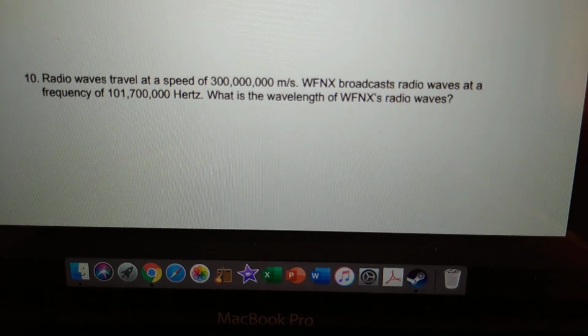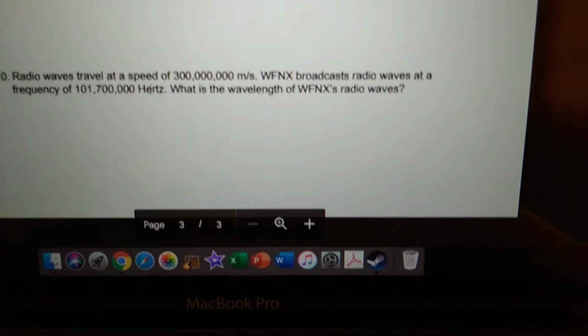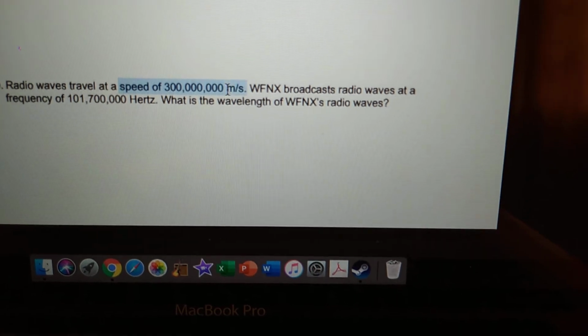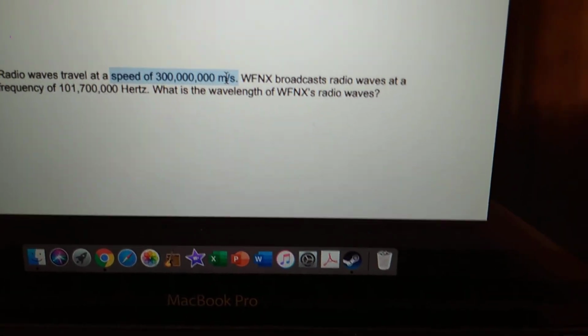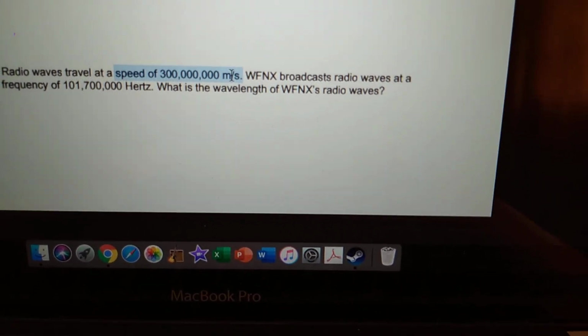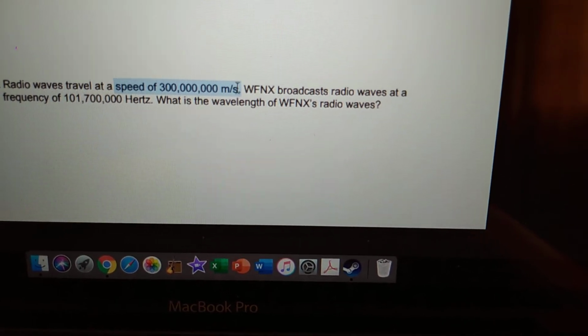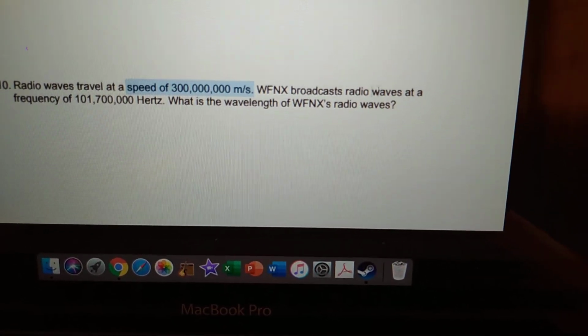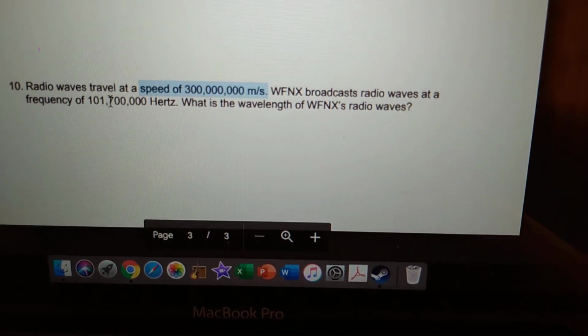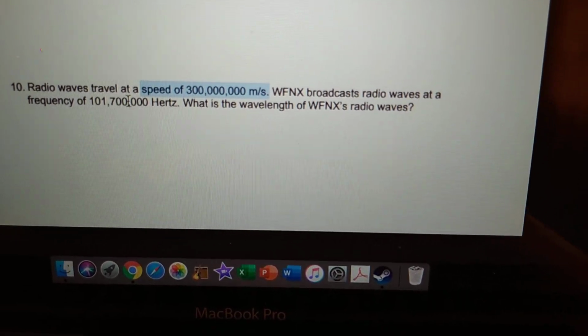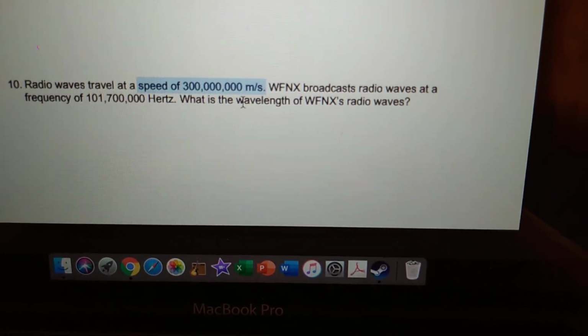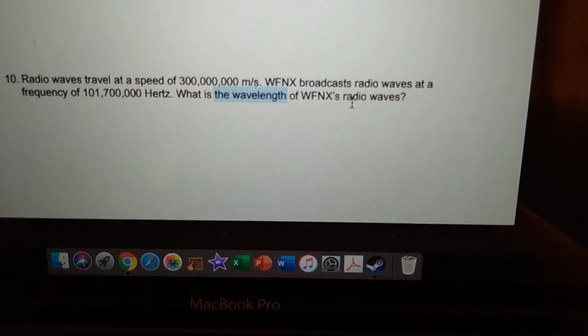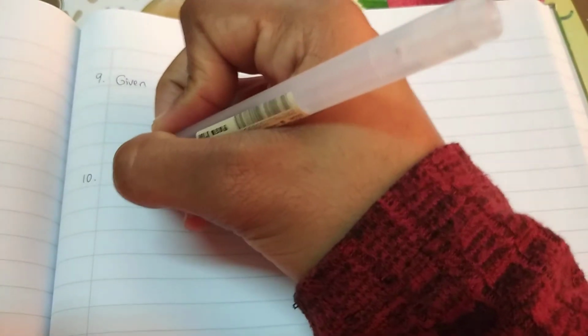Radio waves travel at a speed. So the keyword there, speed, is given 300 billion meters per second. Okay, and this radio channel WFNX broadcast radio waves at a frequency of 101,700,000 Hertz. So what is the wavelength of the waves? Now, they've already given you speed. It's the same thing. Don't be scared by a bigger number.